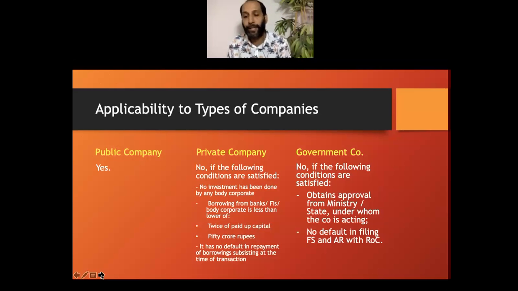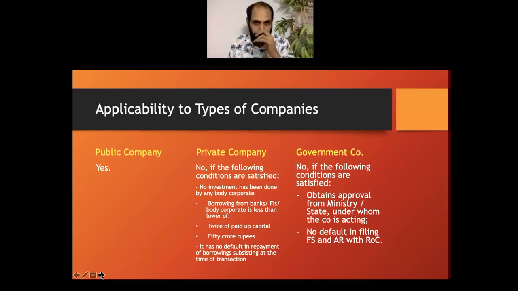Now coming to government company, a lot of friends may ask, sir, what about government company? Yes, government company is also attracted under Section 185. But if these conditions are satisfied, then you will get exemption. What are the conditions? The applicability is no if the conditions are satisfied. It obtains approval from the ministry, meaning the ministry under which the government company comes. If it is an electronic sector, the Ministry of Industries, or whatever be the sector you have, the sectoral ministry, they get approval, or they should get approval from the state government. And there is no default in filing of annual accounts and annual return to the ROC.